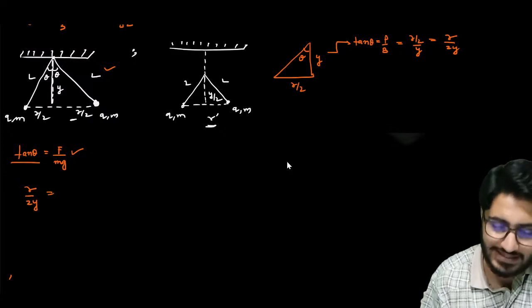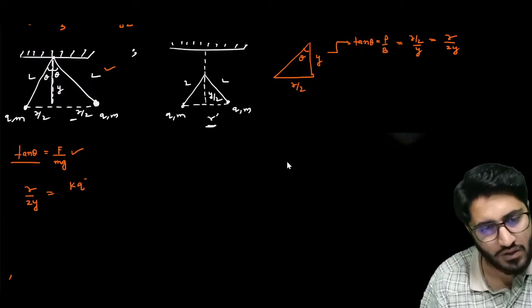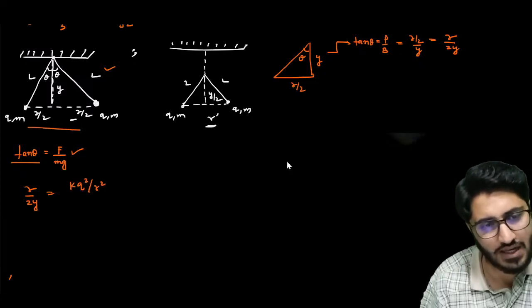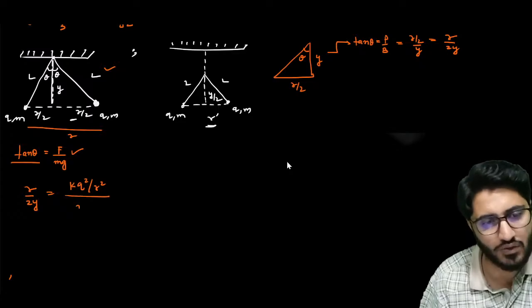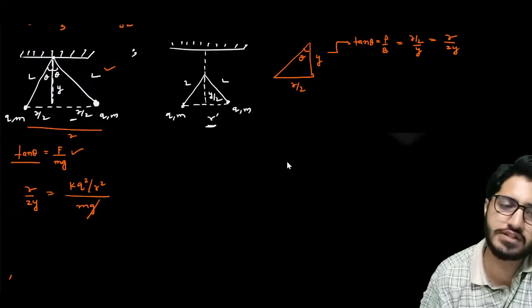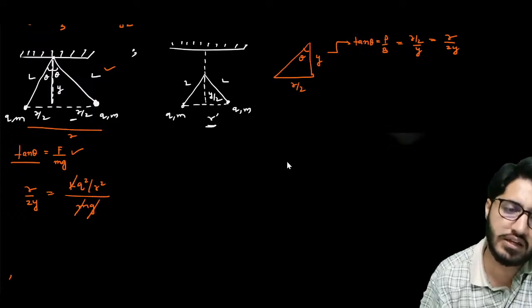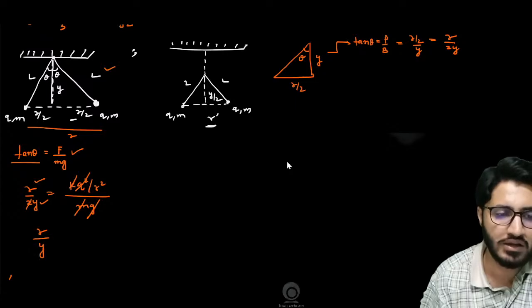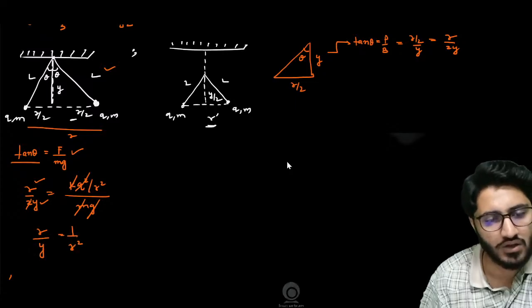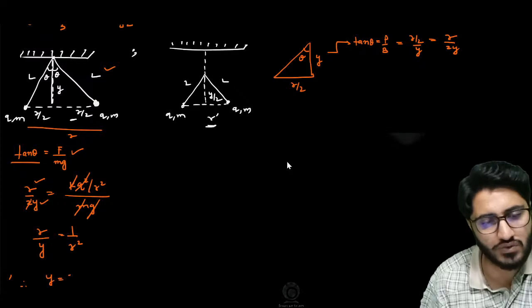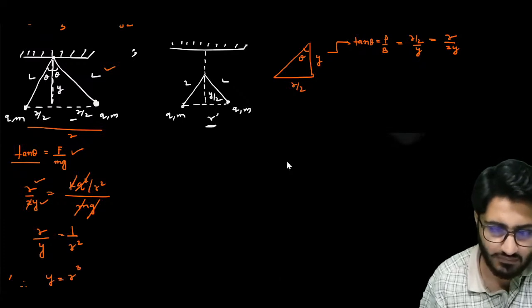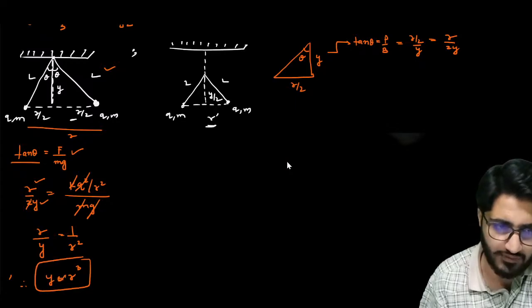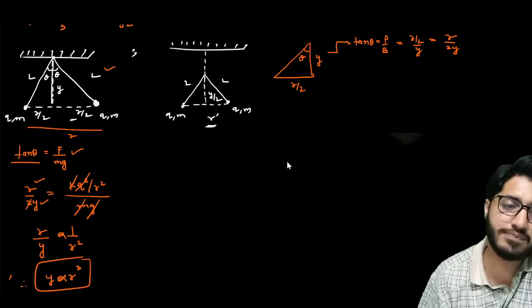Yes. In place of this tan theta, I will write r by 2y. It is F. What is F here? F is k q square by r square. Whole distance is r, now it is r square, whole divided by mg. Look, g constant, m constant, k constant, q constant. Now this r and y are variable. Now I can write r divided by 2 is constant. Now r by y is equal to 1 by r square. So therefore, y is proportional to r cube. I will take proportional is a good term. So y is proportional to r cube.